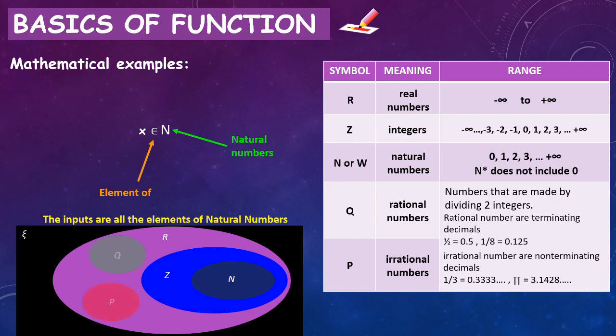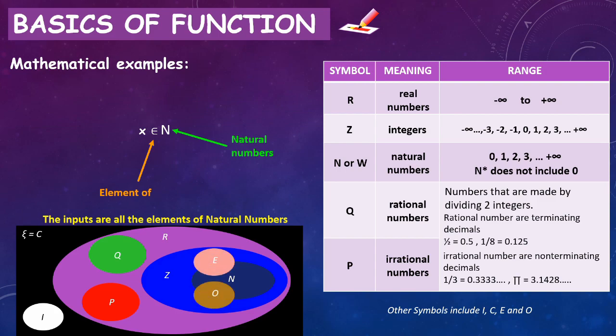Since Q and P are decimal numbers, they don't belong in the set of Z. So that's why you see the two circles outside of Z. But they are still real numbers, so they belong within R. Other symbols include I, imaginary numbers. Imaginary numbers are numbers that are not real. We have the symbol C, which means complex numbers, the combination of imaginary and real. We have the symbols E and O, which are even and odd numbers. Even and odd numbers belong in the Z set.